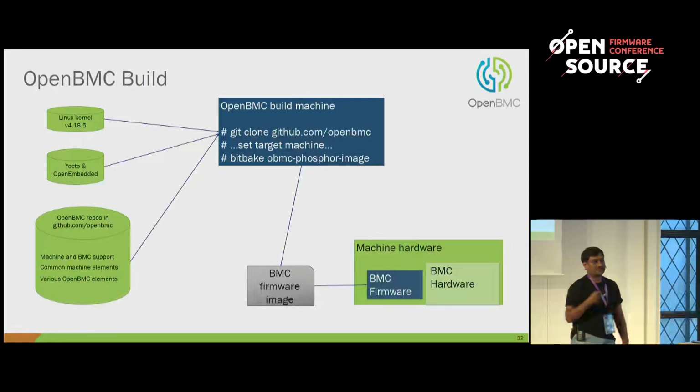This is where it shows the beauty of Yocto Linux, where you have multiple repos. We have the kernel repo, then Yocto and OpenEmbedded, and the OpenBMC repos, which are split into multiple repos based on the features. We use a simple bitbake file to put them together, point to the actual supported target, and create the binary.